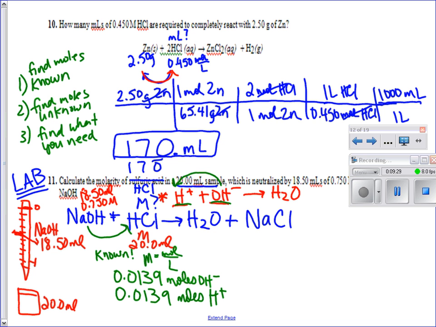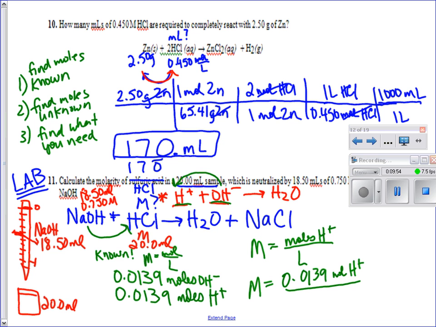And now, third step is find what you need. What do we need? The question is molarity. We want the molarity of the acid. That's moles of H plus over liters of solution. So I've got molarity is what I'm looking for. What's my moles of H plus? 0.0139. How much H plus did I have in my flask at the beginning of the titration? What was my sample size? 20 mL.